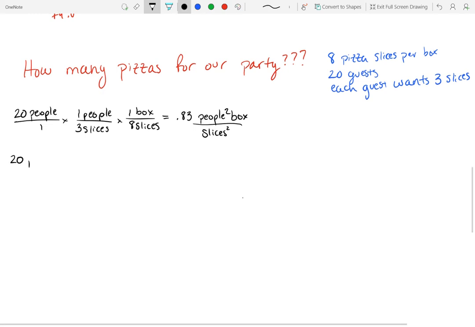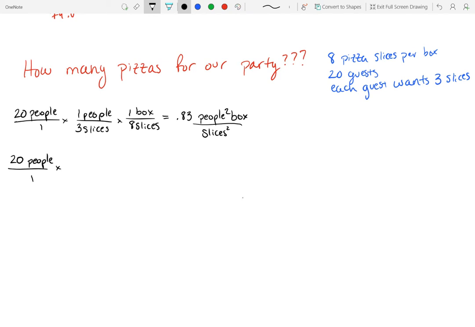Obviously, we should be looking at our final answer and thinking to ourselves, what units do we want to end up with? Well, obviously we can only buy pizzas by the box, right? So we want to cancel out our units so that the final answer has the units of just boxes of pizza. So we can tell our friend, okay, go buy X amount of boxes.